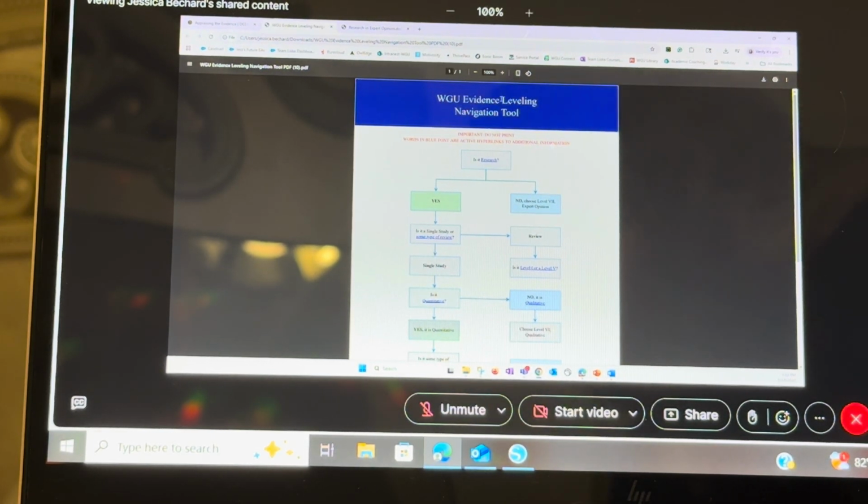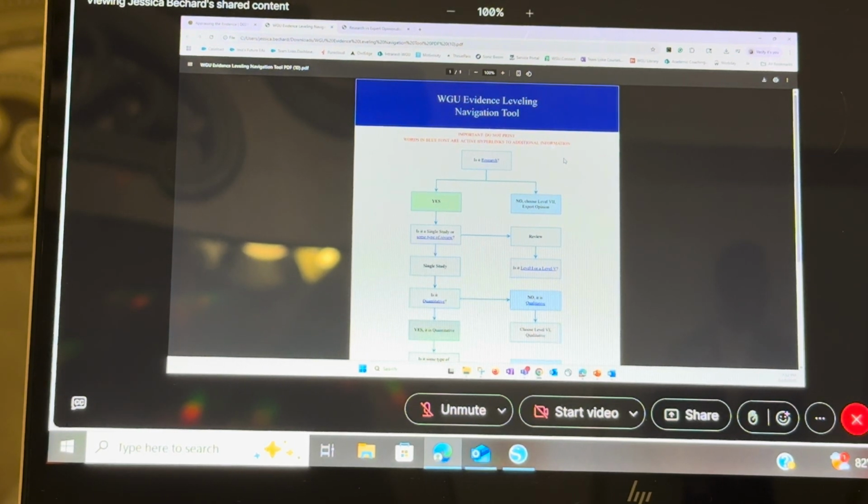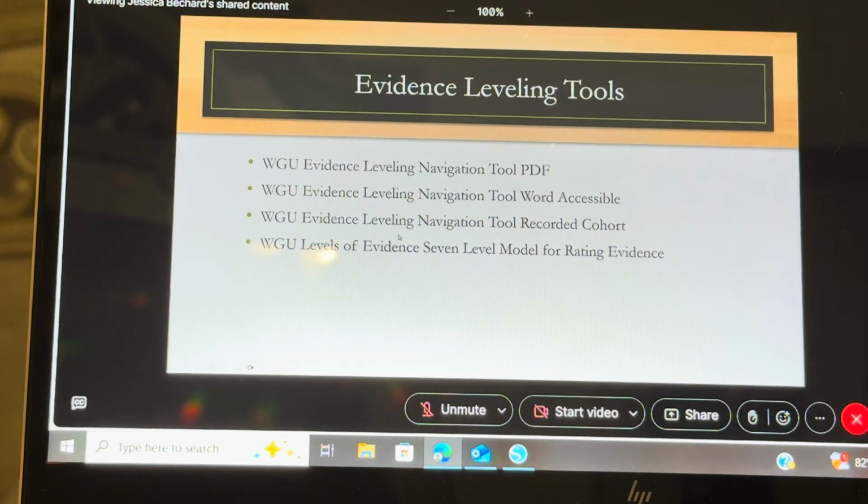Okay, any questions about the hierarchy or our evidence leveling navigation tool? Okay.